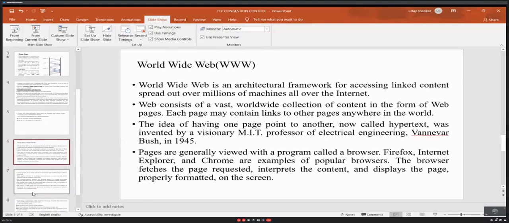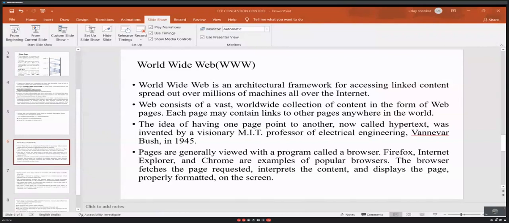So next we have the World Wide Web, that is WWW. I hope all of you are familiar with the World Wide Web. You are accessing many different web pages for accessing different types of resources. So what is the World Wide Web? It acts as an architectural framework for accessing linked content spread out over millions of machines all over the internet. Using the internet, you are able to access all the different resources on different web pages, right? So what does a web page contain? A web page contains data in the form of text, audio, video, or some links.